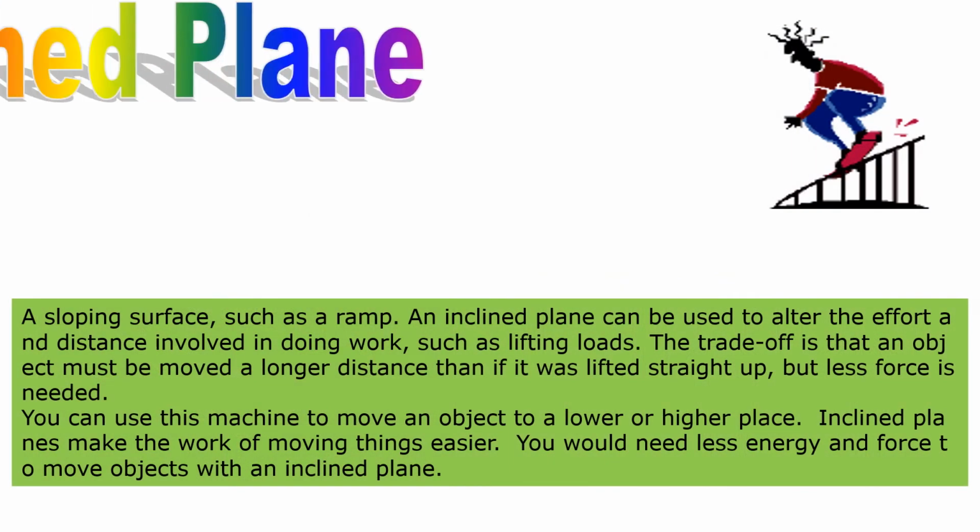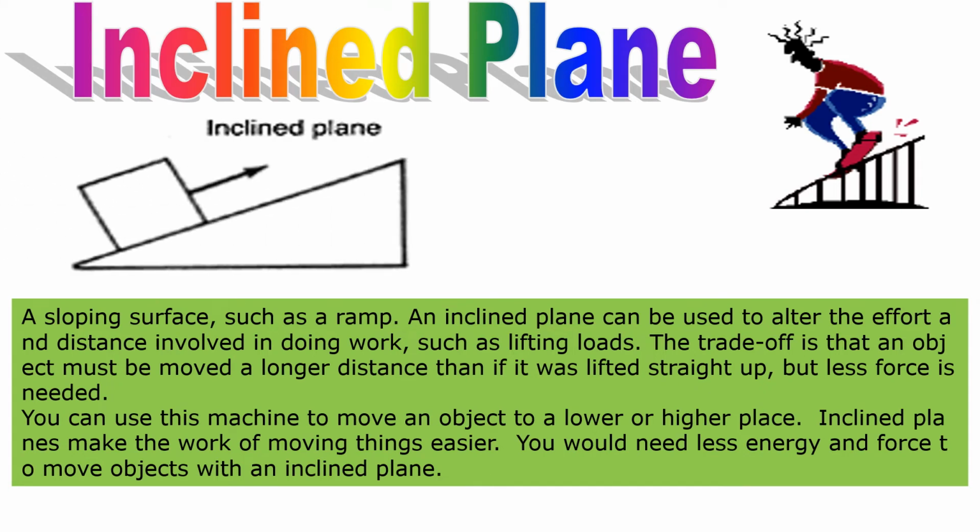A sloping surface such as a ramp, an inclined plane, can be used to alter the effort and distance involved in doing work, such as lifting loads. The trade-off is that an object must be moved a longer distance than if it was lifted straight up, but less force is needed. You can use this machine to move an object to a lower or higher place. Inclined planes make the work of moving things easier. You would need less energy and force to move objects with an inclined plane.